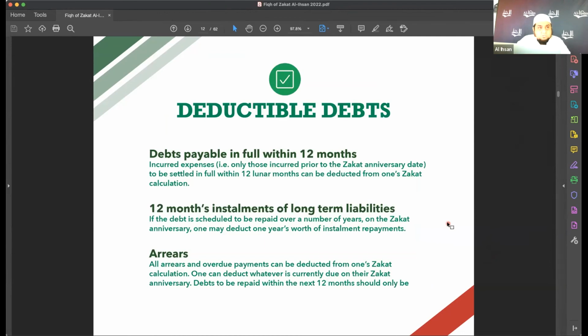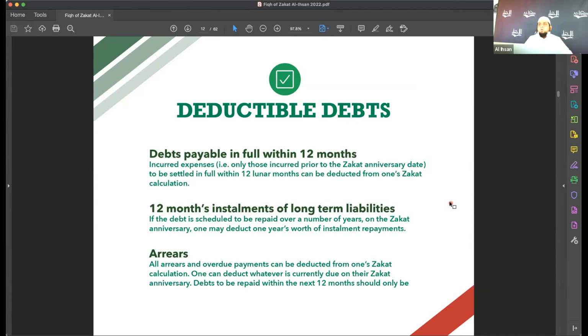Deductibles. We're going to look at things you can deduct from your zakatable wealth, loans, debts, and then we'll come back to different types of assets. We'll look at stocks, investments, real estate, RSPs, RRSP, RESP, pensions, collectibles like NFTs, cryptocurrencies, all that will come after, inshallah.